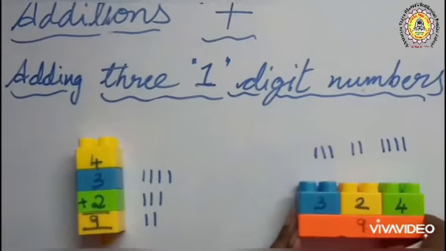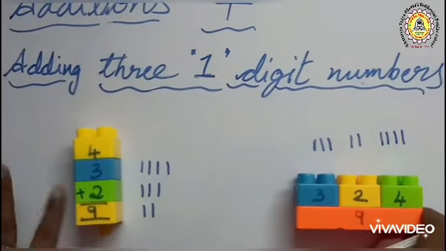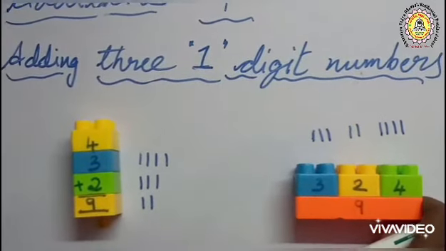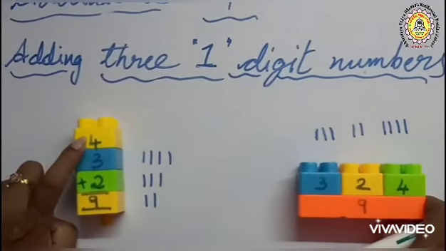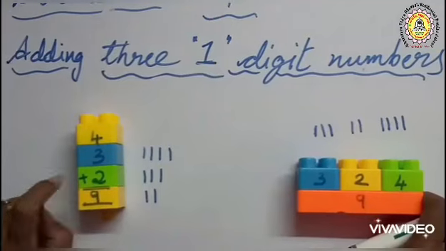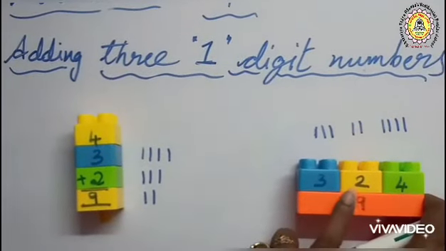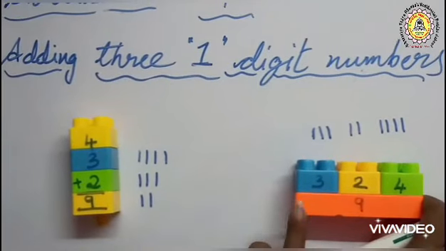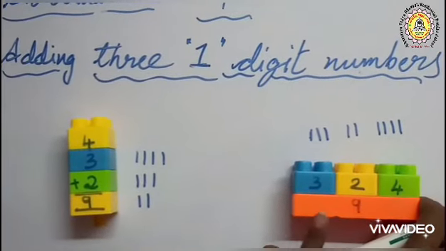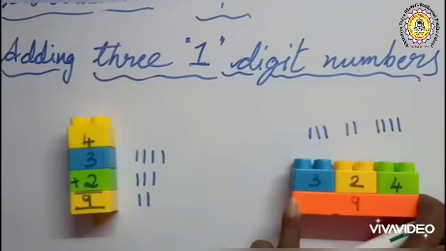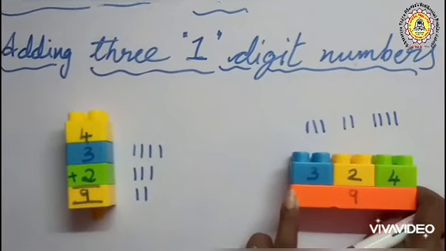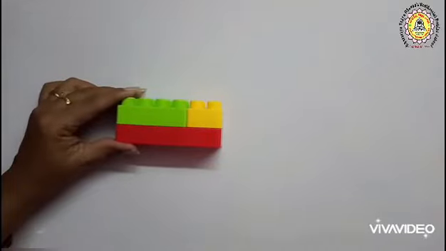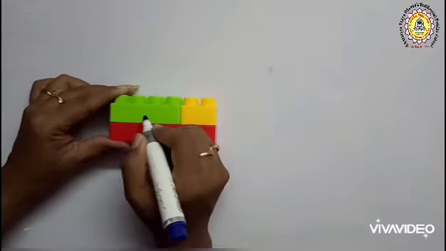See here, children. Comparing to this sum, we have got the same answer. Observe the given numbers 4 plus 3 plus 2. Here 3, 2, 4. While adding, even if the order of the given numbers changes, the answer does not change, children. Have you understood, children? Let us revise some additions.